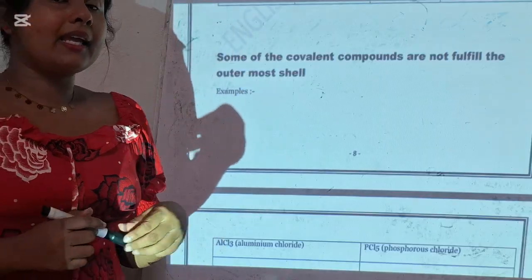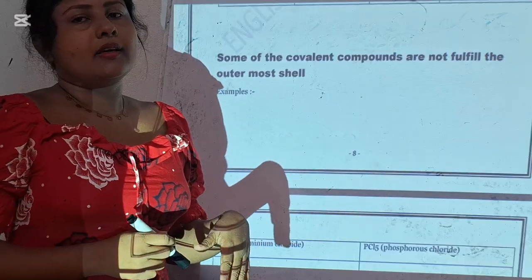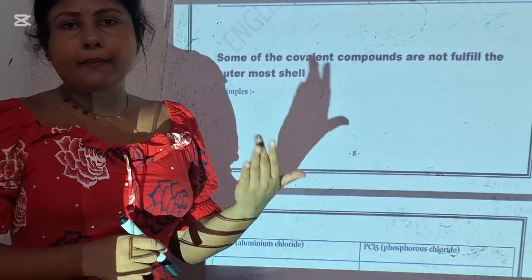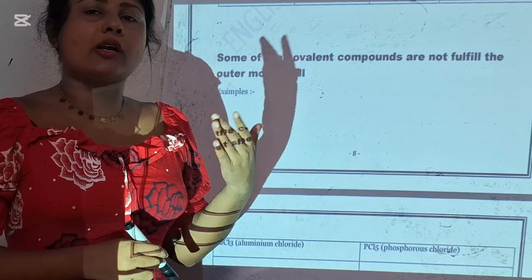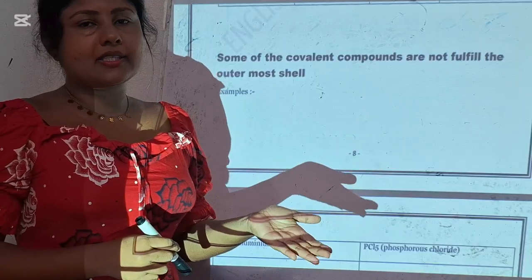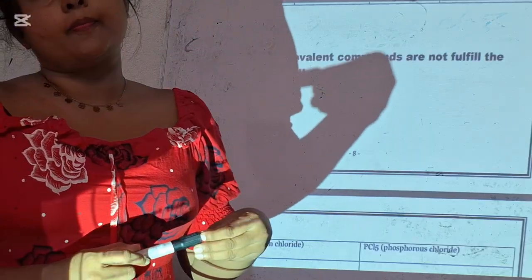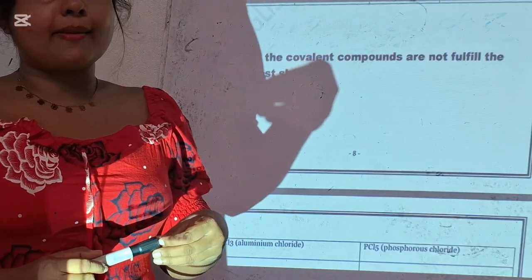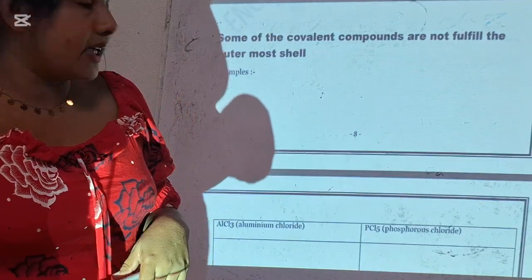But the two compounds I am going to explain now, even though they are covalent bonds, the atoms are not fulfilling their outermost shell. This is a very rare situation. Only 2 molecules will come in the examination that do not fill the atoms' outermost shells. Look at this.